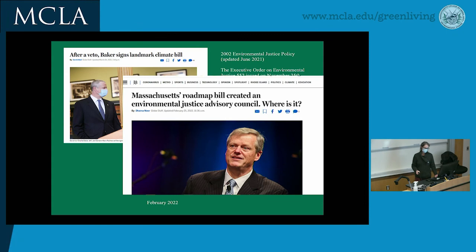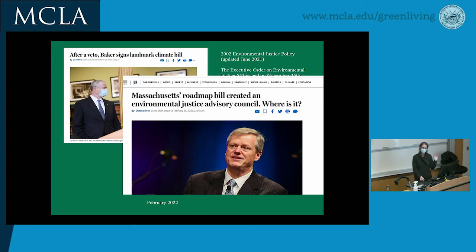So just recently, there was an article in the Boston Globe saying, okay, so we had a year since the roadmap bill was signed to create an Environmental Justice Advisory Council, and that council has still not been appointed. So there are major questions about when the governor is going to appoint the council so that we can actually realize the mandate of this really incredible bill that was passed last year. And that bill was passed because of a lot of organizing.